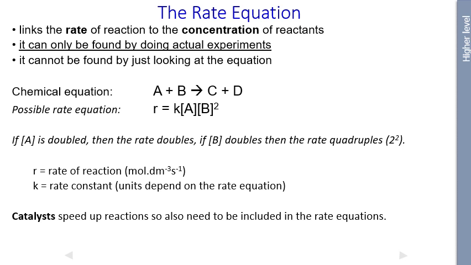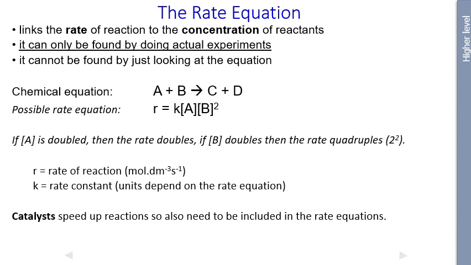So the chemical equation here, we have A plus B giving C plus D. A proposed rate equation is r, the rate, equals k, which is the rate constant, times the concentration of A times the concentration of B squared. By saying that, if A is doubled, then the rate doubles. If the concentration of B doubles, then the rate quadruples, because 2 squared is 4.